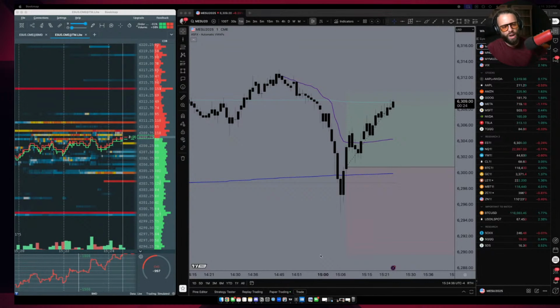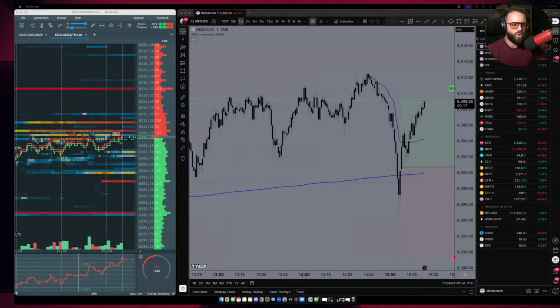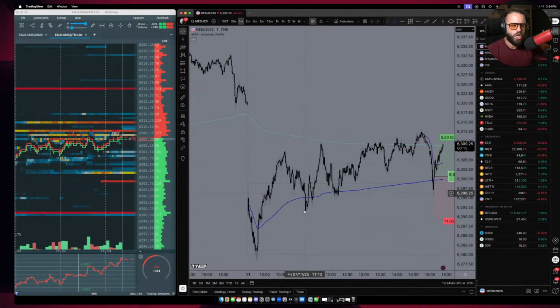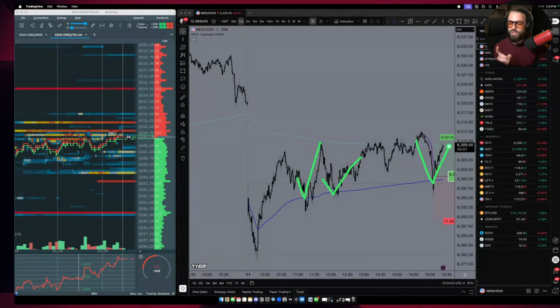Stop trying to guess what it's going to do. What did it do? And based on what it did, what are the probabilities of what comes next? Today, we've been above New York VWAP all day. So the probabilities are that if we retest it, we're going to get a bounce. We retest it, we're going to get a bounce. Not every time, but the probabilities are it will, right?